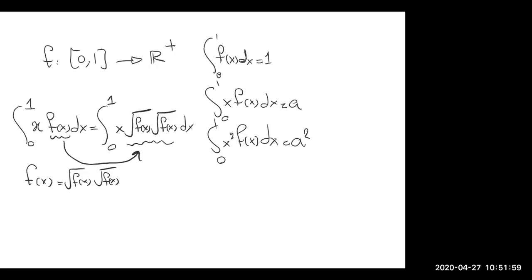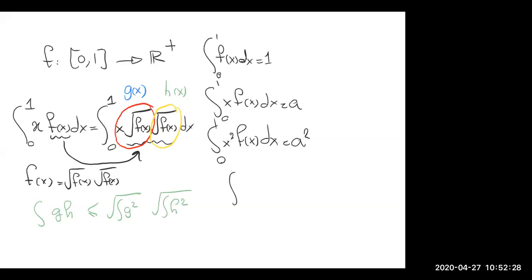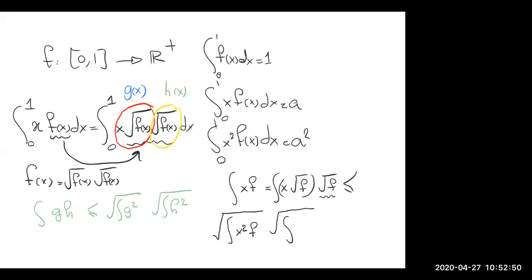Okay, now that kind of solves the problem because I can take this one to be, say, g of x, and I can take the second one to be, say, h of x. Cauchy-Schwarz says the integral of gh is less or equal than the square root of the integral of g squared times the square root of the integral of h squared, right? Let's just write the same thing. So the integral of x times f, which is the integral of x times square root of f times the square root of f, is less or equal than the square root of the integral of x squared times square root of f squared, which is f, times the square root of the integral of the second function squared, which would be just f, right?